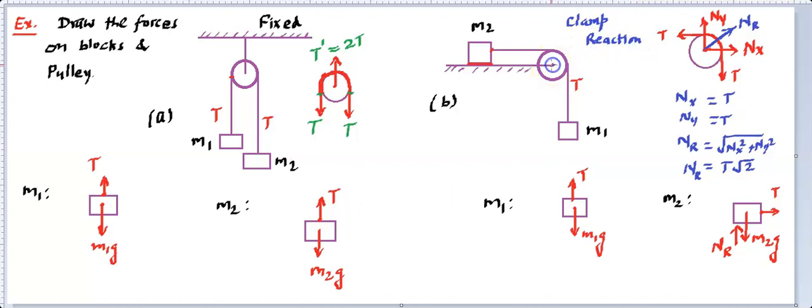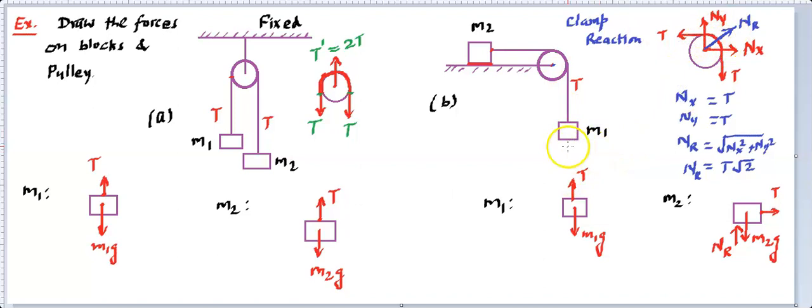This pulley is being clamped at this point. So the clamp reaction is going to be T root 2 if it is T and T. That means the resultant force of this T and T is T root 2, and this has to be compensated by a reaction, that is the clamp reaction. I'm just calling it a normal reaction. You better call it a clamp reaction.